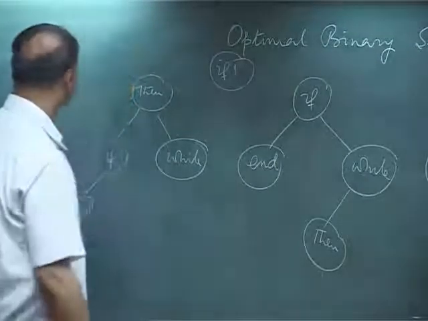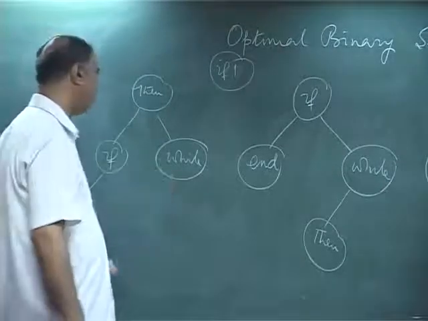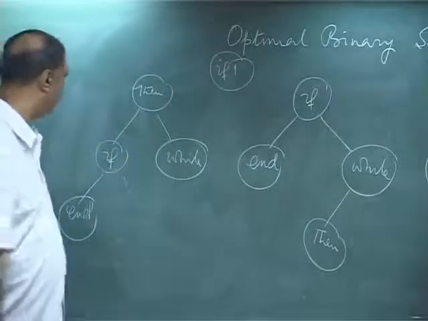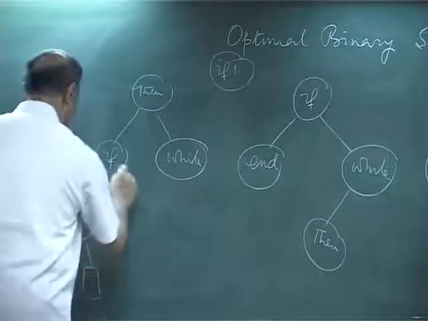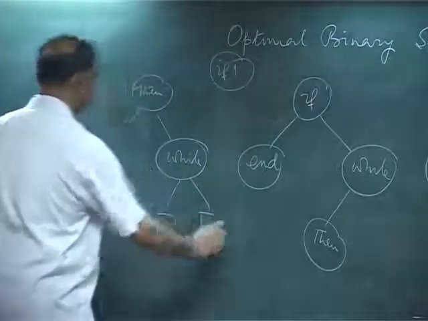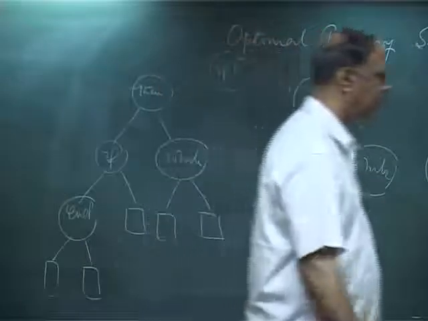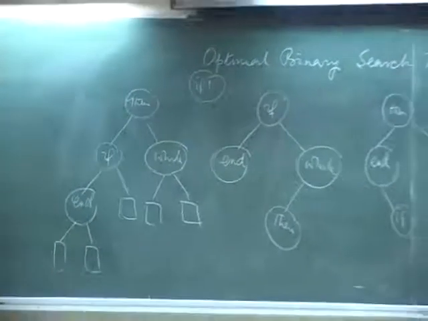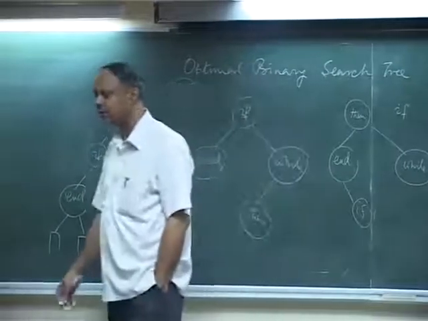Now, similarly is the case with, suppose, while exists or not. Well, now you come here and yes, it exists and it becomes a successful search. So there is a question of the number of comparisons you will be performing to find out whether an identifier exists or not.